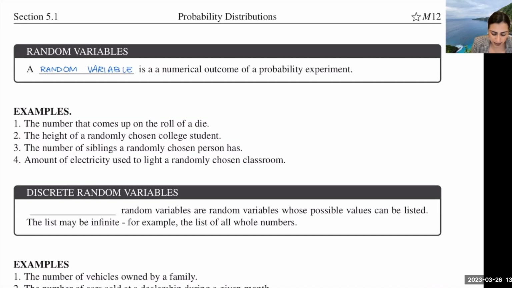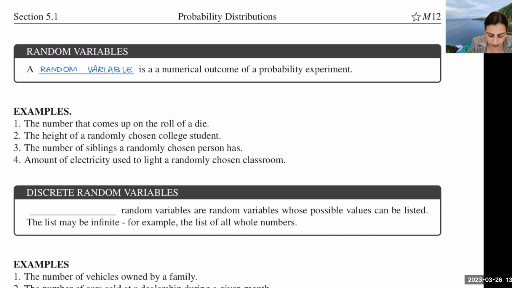Some examples of that is the number that comes up when you roll a die. So when you roll a die, it could be a 1, a 2, a 3, a 4, a 5, a 6. Okay. So again, a random variable is just a value that comes up when you toss a die, a random value. Here, the height of a randomly chosen college student. Okay, so again, it's just a height, it's a numerical outcome, and again, it's chosen here at random.